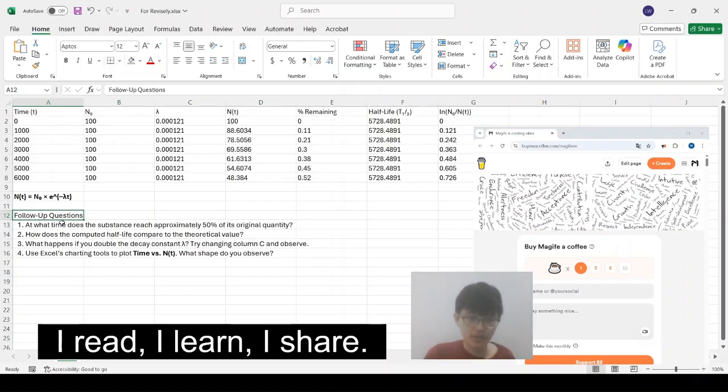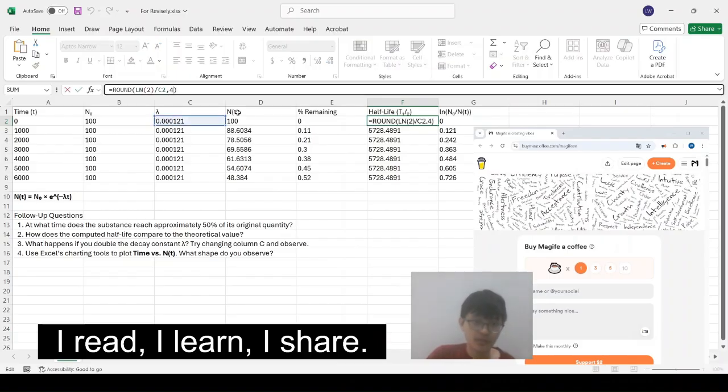So now we got some follow-up questions. At what time does the substance reach approximately 50% of its original quantity? So reach the half-life. So this is the half-life, this is the answer. But what is the unit? Okay, just ignore the unit of the time. So this is the answer, 5,728.